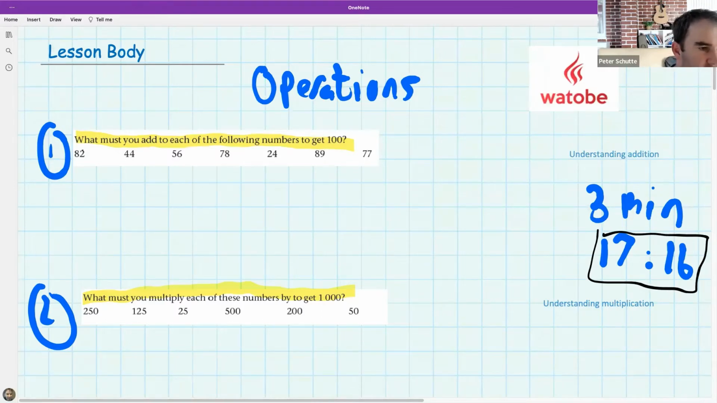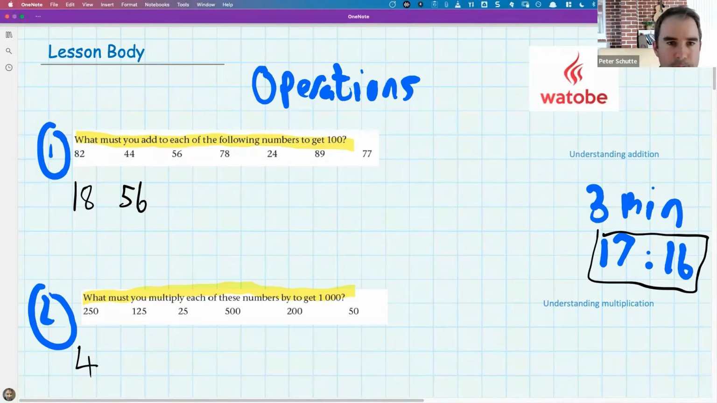I'll do the first one with you. In order to get to 100 from 82, I need to add 18. To get to 100 from 44, I would add 6 to get to 50, and then for this one, what do I multiply by to get 1,000? I need to multiply 250 by 4. I won't steal the fun from you. Give me a thumbs down if you don't understand. If you do understand, just keep going. But give us a thumbs down if you don't, and then I will say some more.